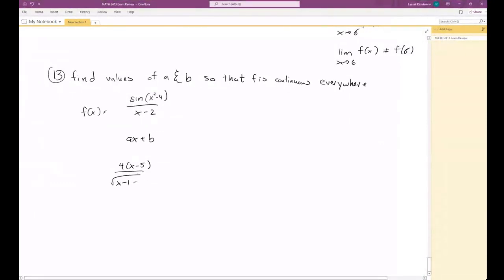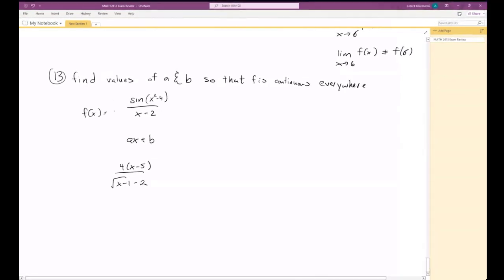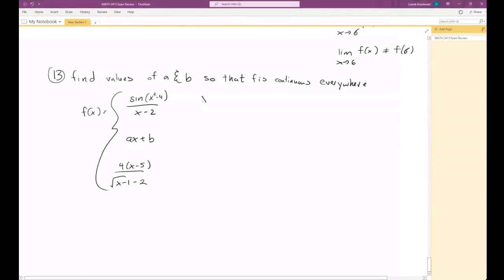And a little too complicated, perhaps. But anyway, we'll just quickly do this because we computed the limits. So this is for x smaller than 2. This is for x between 2 and 5, inclusive. And this is for x strictly greater than 5.